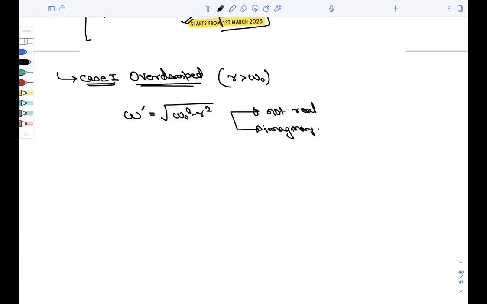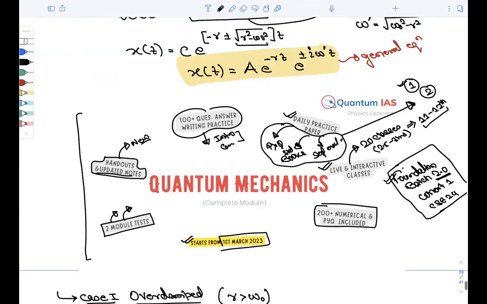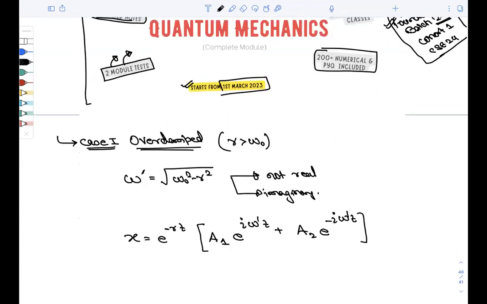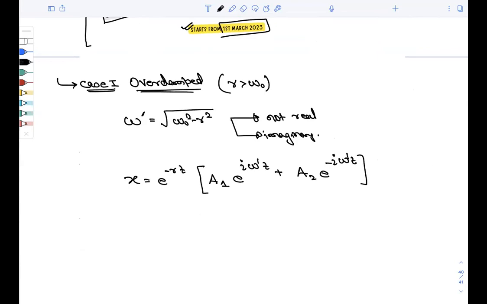If you put all these things in, you will get the answer: x is equal to e to the power minus gamma t, and here we can write a1 e to the power i omega dash t plus a2 e to the power minus i omega dash t. So we are just bifurcating these equations here. Now, you can put in the value of omega dash t, it's up to you.